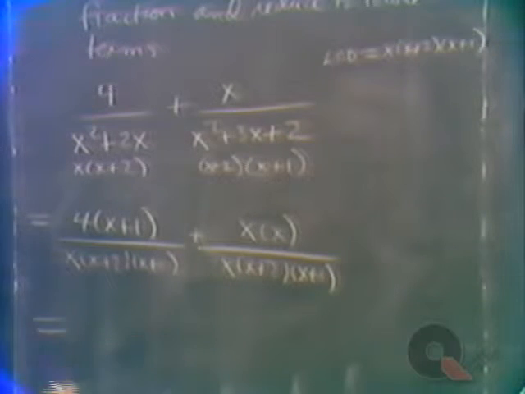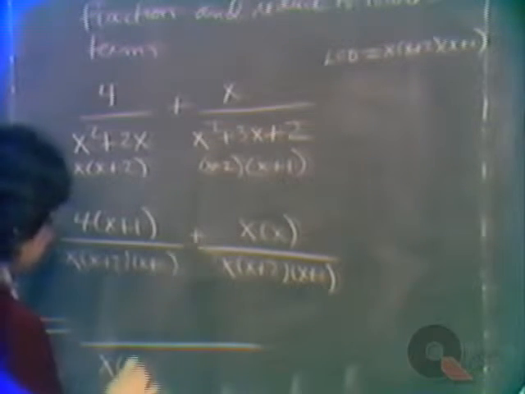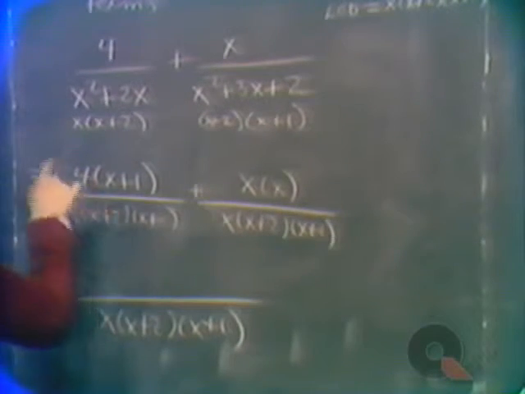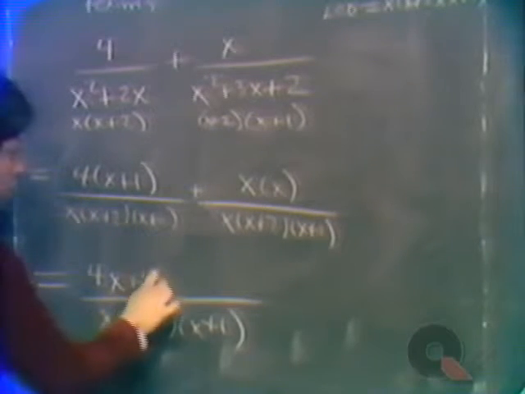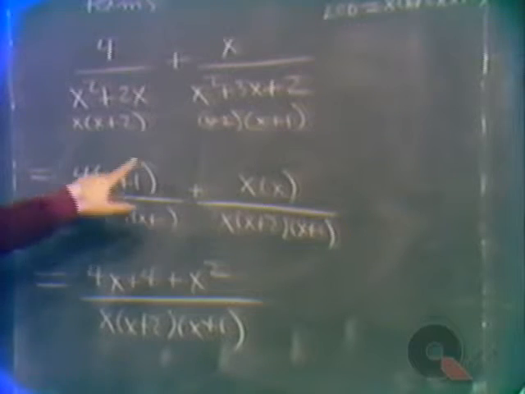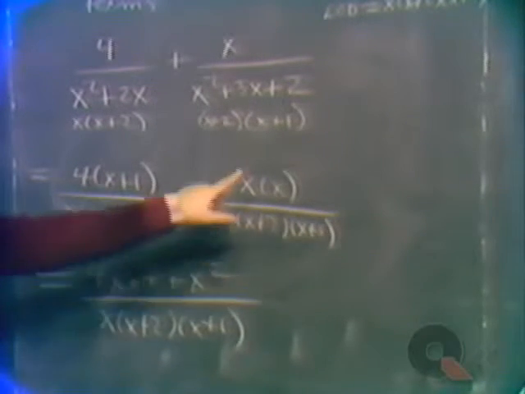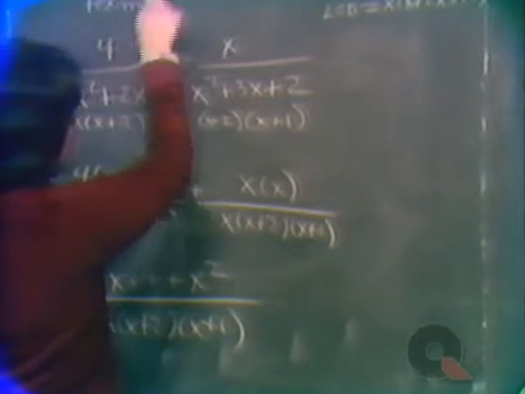We can do so by combining their numerators over the common denominator. Here we have 4x plus 4 plus x squared. It's 4 times x plus 1, and I just multiplied the 4 out. 4x plus 4 plus x squared combined over the same denominator. Now, it says, and reduced to lowest terms. And we've combined it into a single fraction.